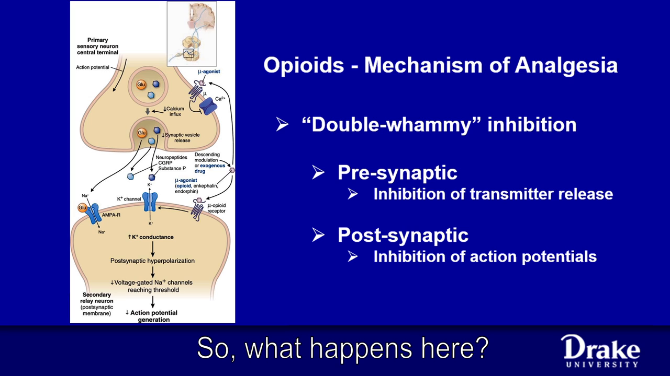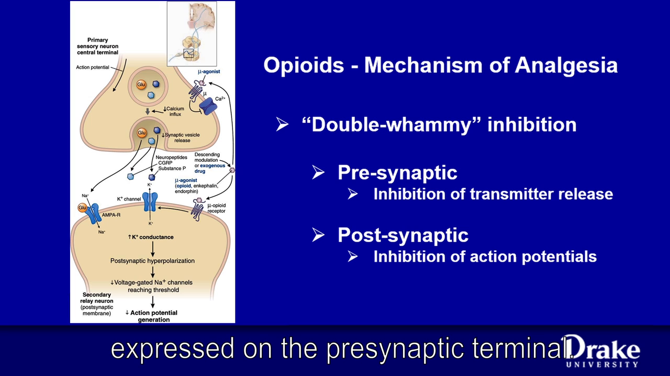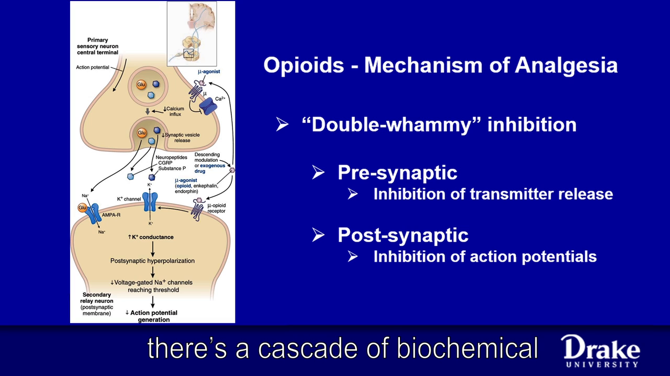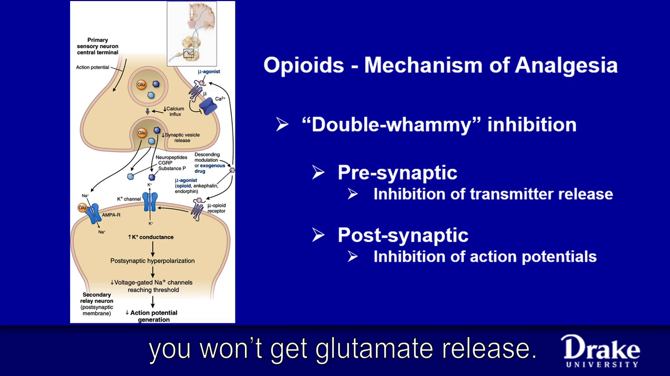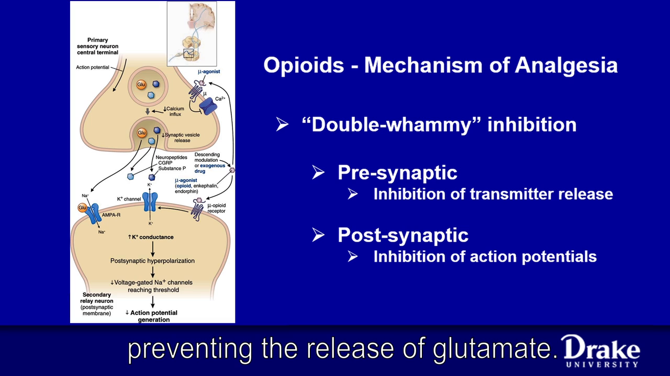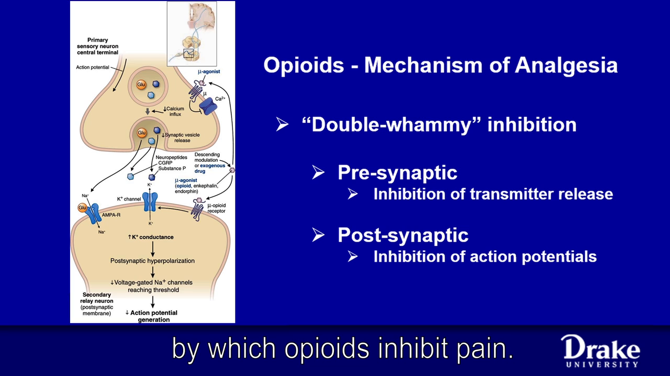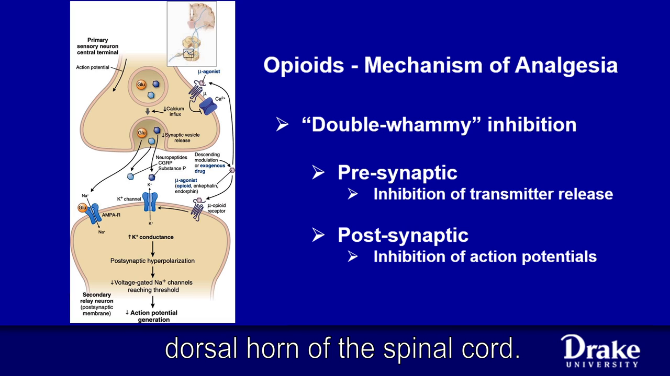So what happens here, we have mu opioid receptors expressed on the presynaptic terminal. And when an opioid agonist binds to these receptors, there's a cascade of biochemical events that inhibits those calcium channels and prevents them from opening. If you don't have calcium going in, you won't get glutamate release, so you're stopping the pain signal there by preventing the release of glutamate. So that is the presynaptic way, one of the whammies, by which opioids inhibit pain. They inhibit transmitter release at the synapse in the dorsal horn of the spinal cord.